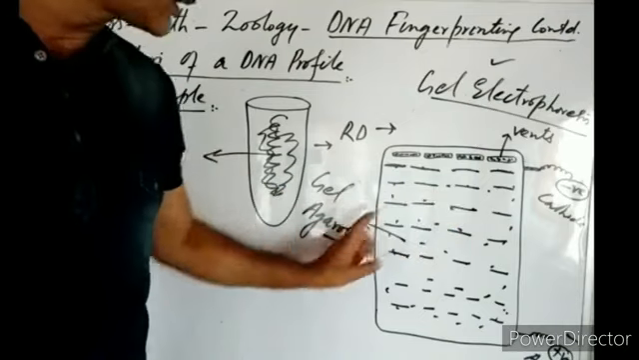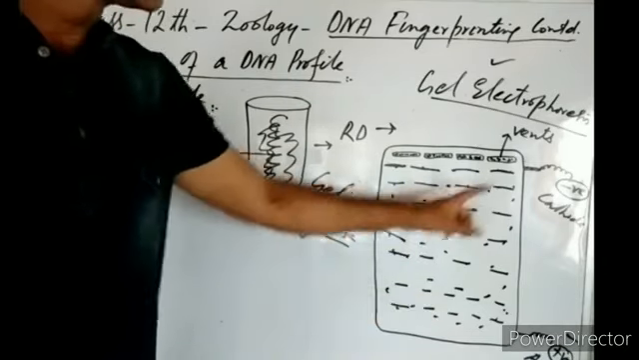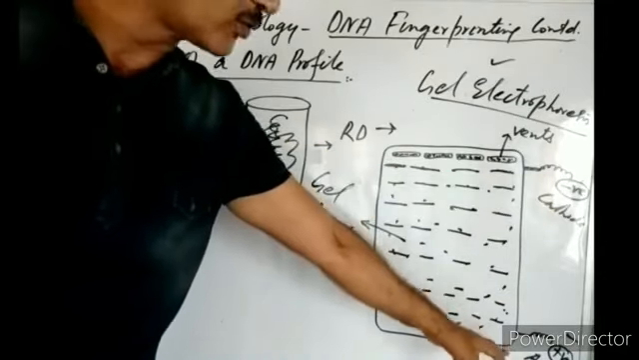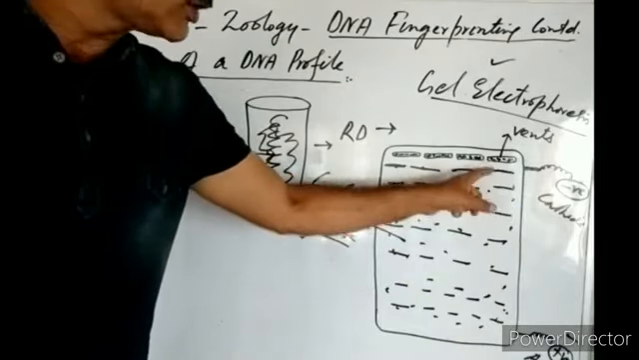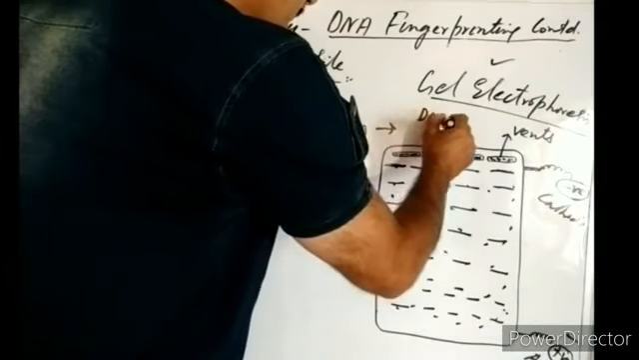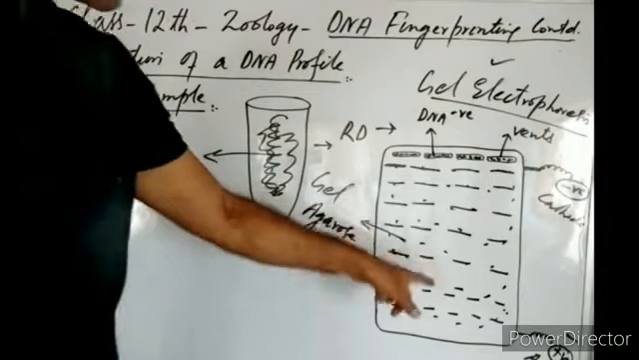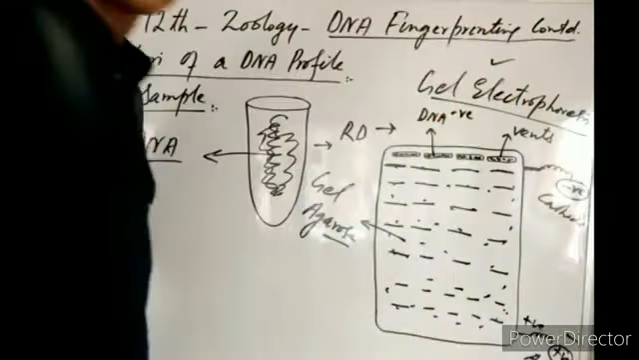Then this tray is filled with agarose polymer gel, which provides the medium through which the DNA will move. Then electric current is applied. One electrode is made negative, another electrode is made positive. As the electric current is applied, this DNA itself is negatively charged. This negatively charged DNA starts moving towards the positive electrode.